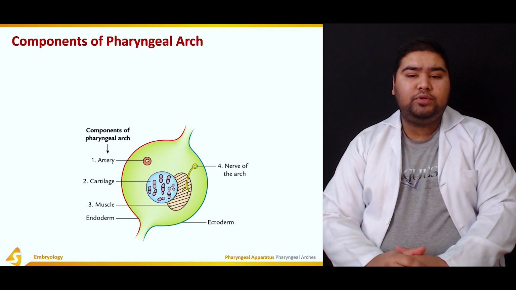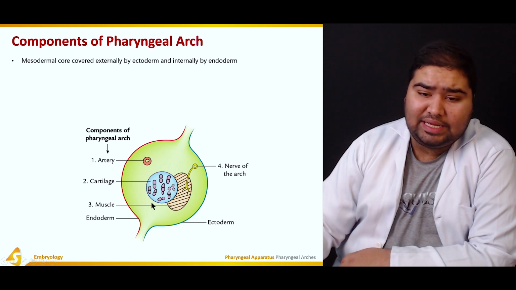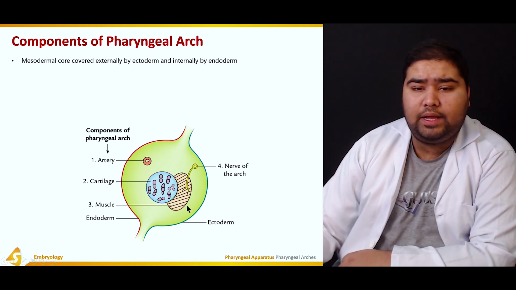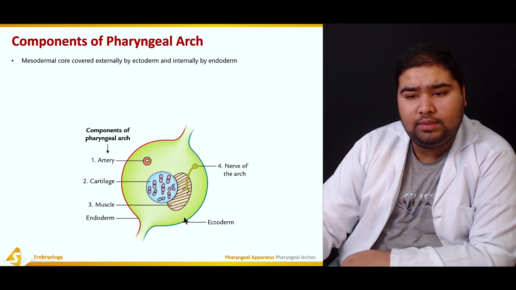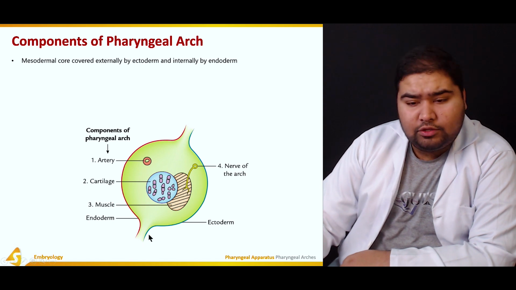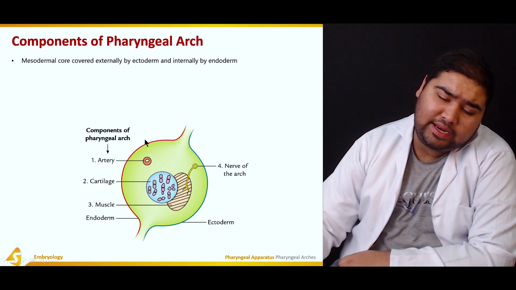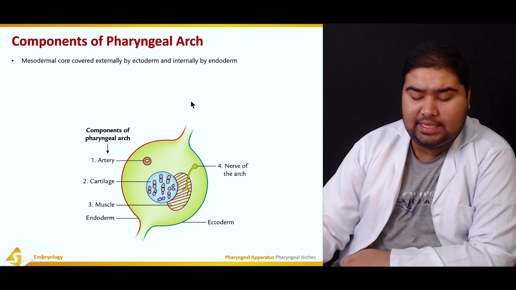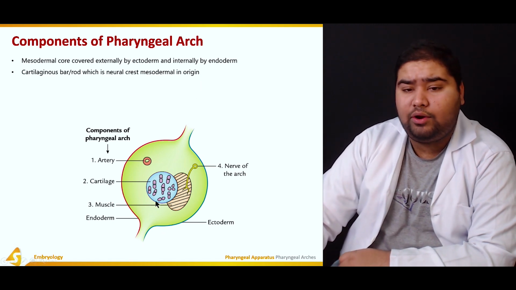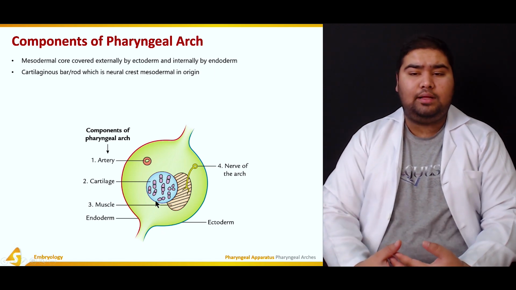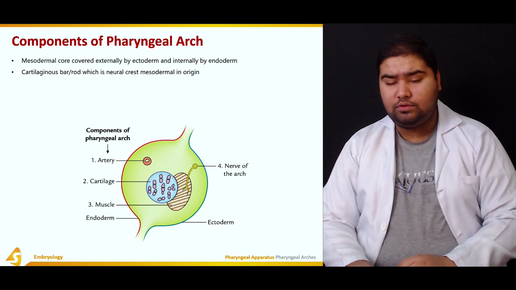So what are the components of a pharyngeal arch? First of all, we have this mesoderm in green. This mesoderm is covered externally by ectoderm, and internally by endoderm. This line in dark green is the ectoderm, the external covering, and this line in red is the endoderm, the internal covering. Then we have a cartilage. This is the cartilaginous bar or rod, which originates from the neural crest mesoderm.